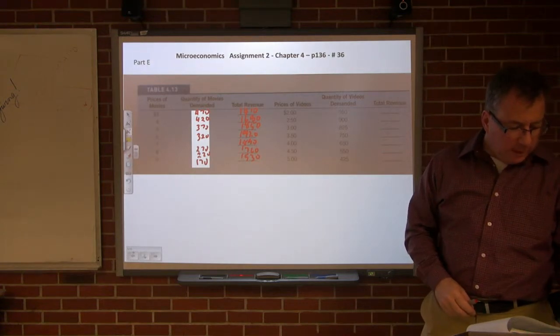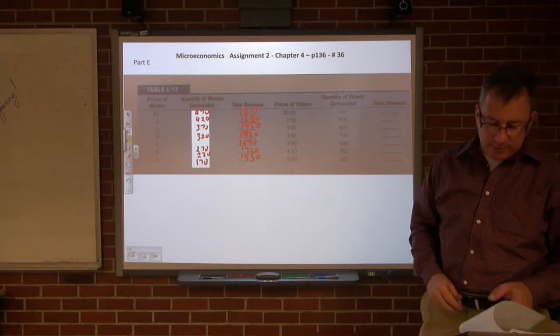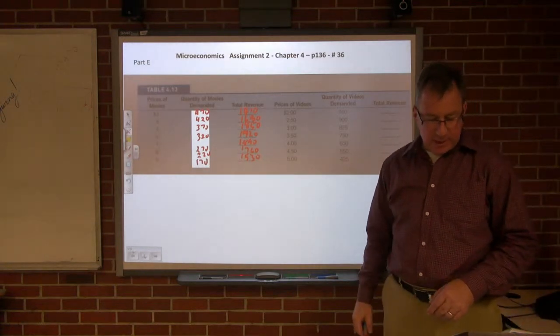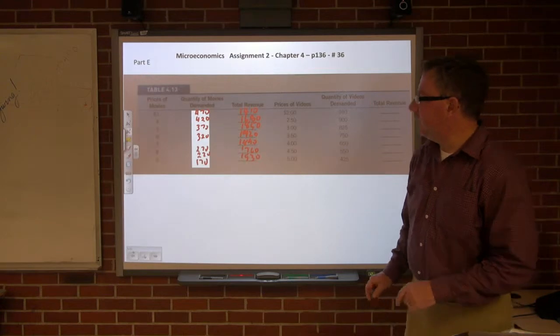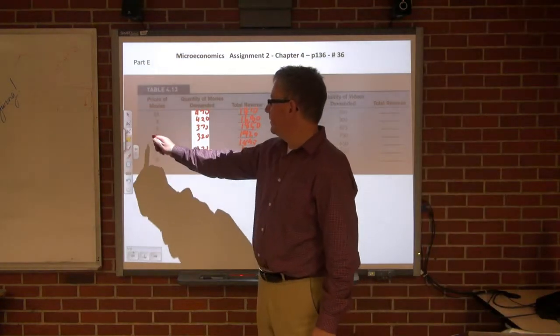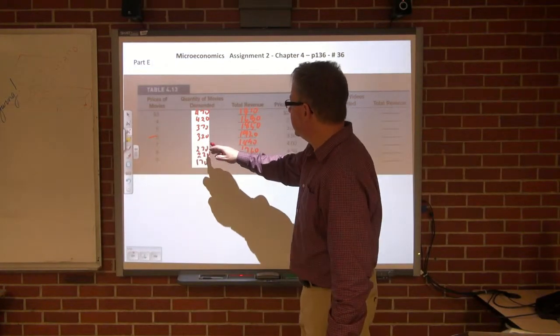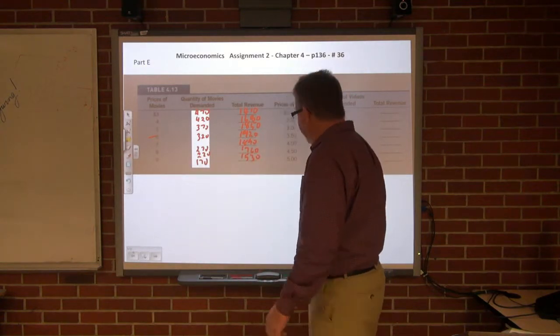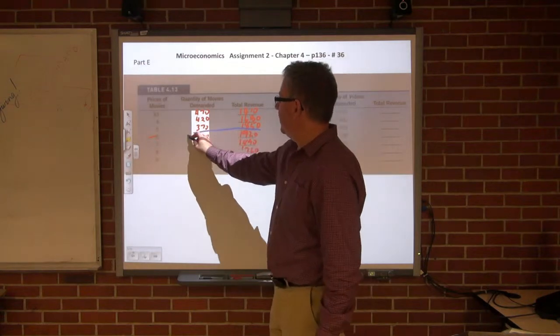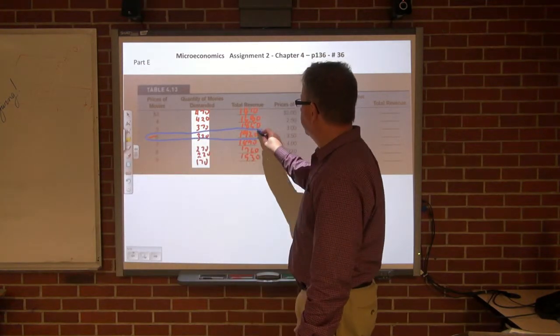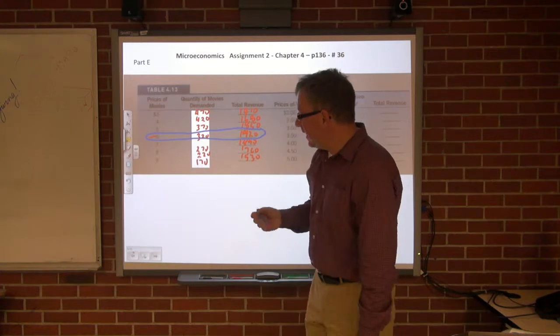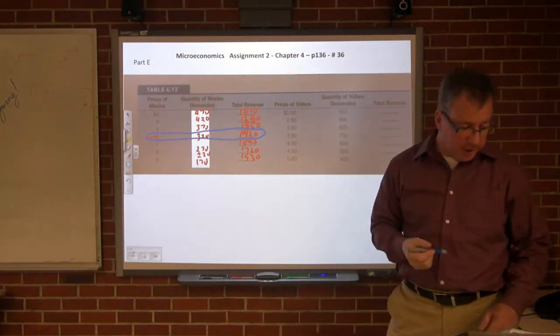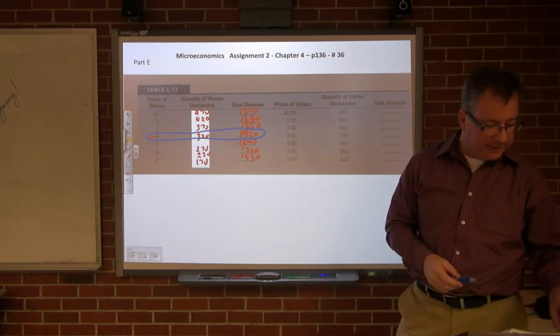So would the theater now want to charge the same price for movies? Well, you keep in mind, what was the theater charging originally? Well, the movie theater was originally charging $6. And we ask ourselves, is $6 still the point where maximum revenue is? And if we look at it, 1920 is still the maximum revenue at $6. So yes, we would continue to charge $6. That's the simple answer to that question.